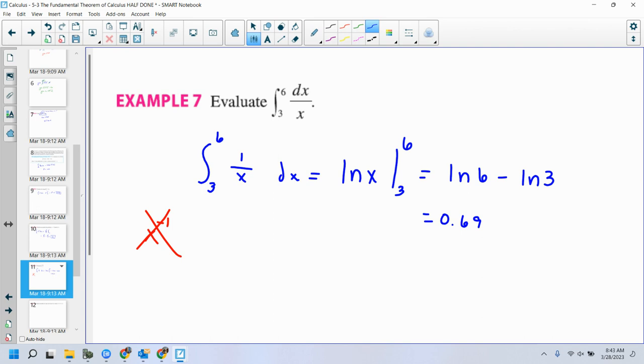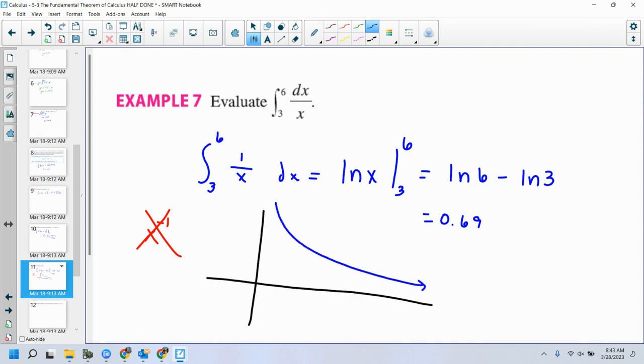And remember, please don't lose sight of the end goal of this thing. What is that notation actually telling you? Well, that's looking at this thing, 1 over x, from 3 to 6.